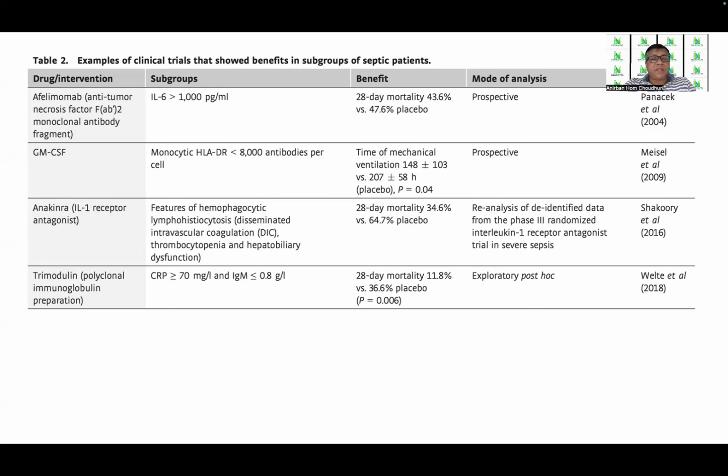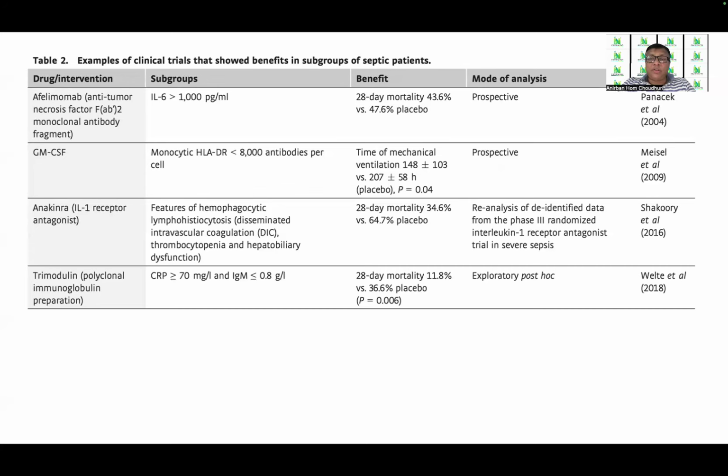IL-1 receptor antagonist has been used in patients with features of HLH, and they have been found to significantly reduce the 28-day mortality. It was 34% versus 64% for placebo. Trimodulin, which is a polyclonal immunoglobulin preparation, has been found to be particularly effective in reducing mortality, almost by 1/3, in patients who had a very high CRP and low IgM.